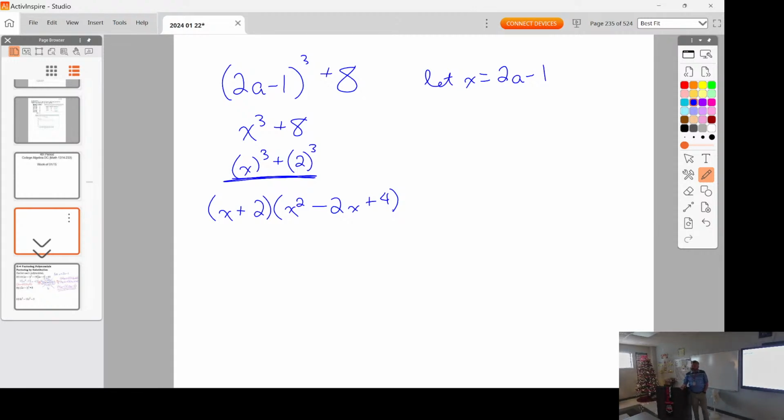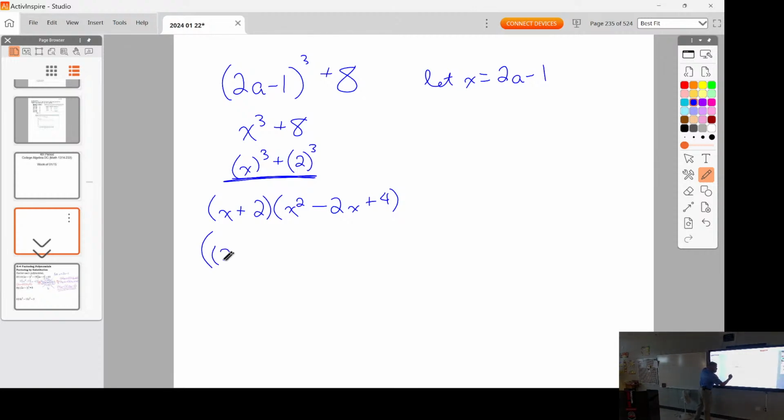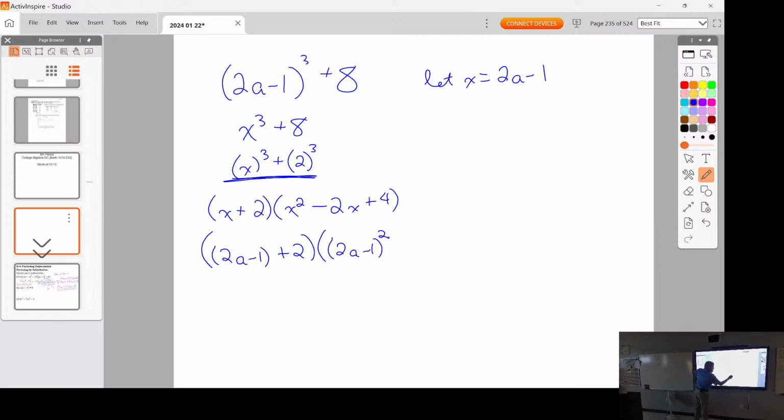But that can't be the answer because we have x's. Okay. Plug your 2a minus 1 back in. Again, best practice, I'm replacing x with 2a minus 1. Put it in parentheses. It's just best practice. You see how important the parentheses are on the 2a minus 1 squared? And we have a lot of cleaning up to do.